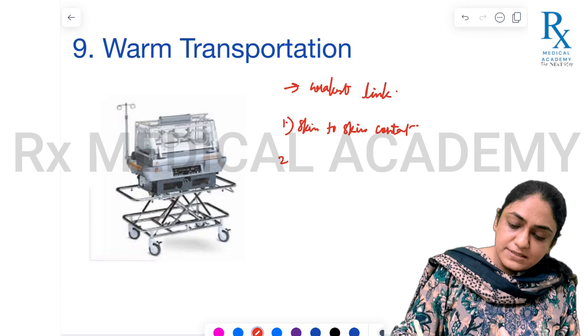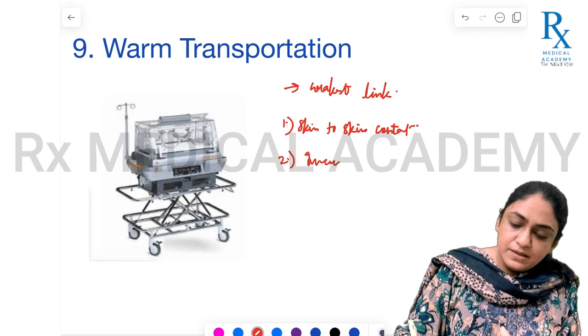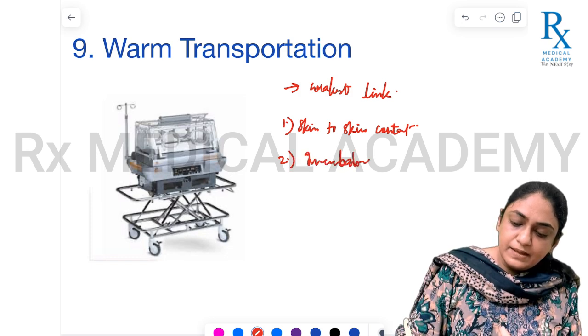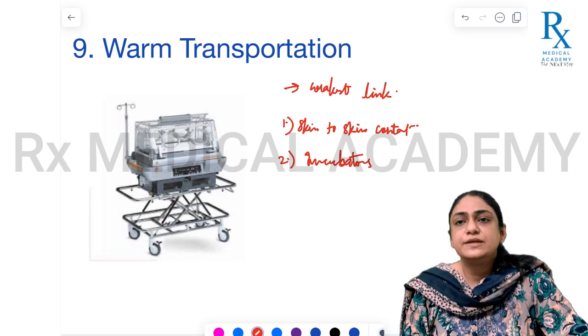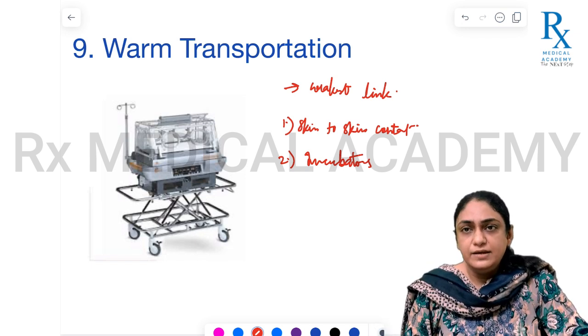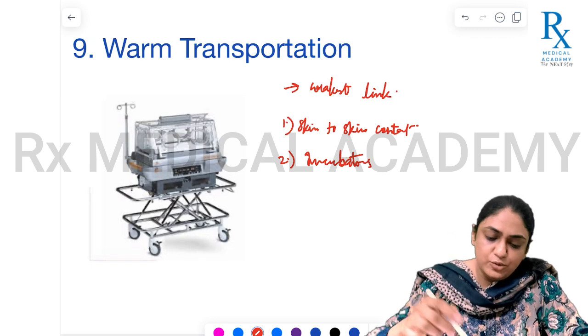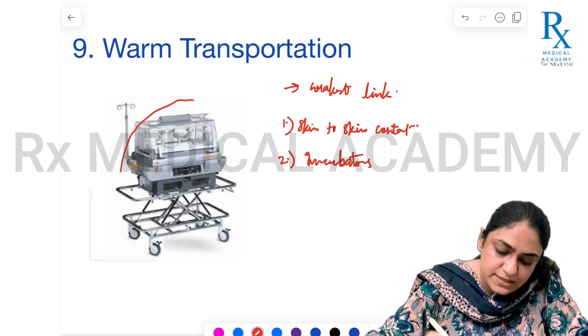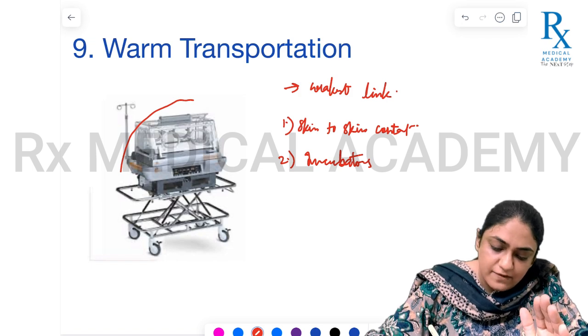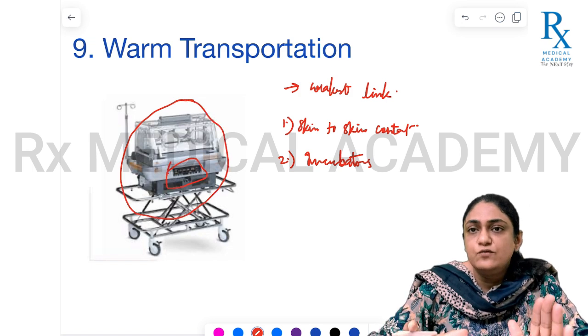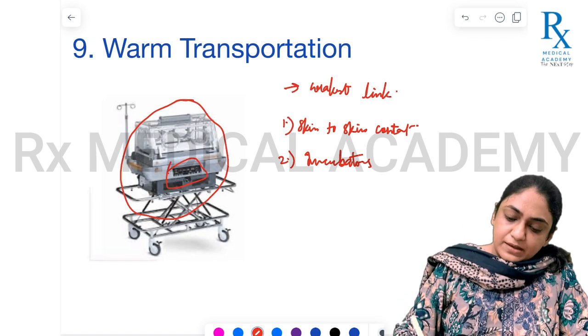Second is incubators. So suppose the baby is preterm or low birth weight and needs to be transferred to the nursery from the delivery room, then incubators should be used. Incubators are closed chambers. You can see an incubator in this picture. These are closed chambers with a temperature control system, just like warmers, right?